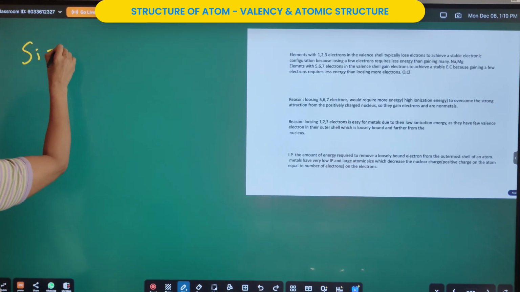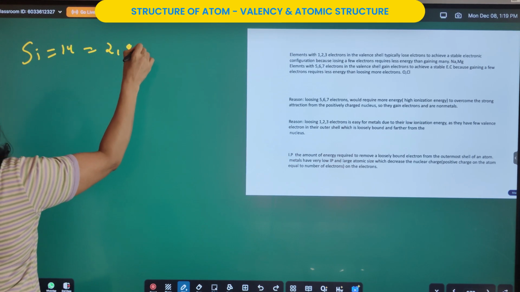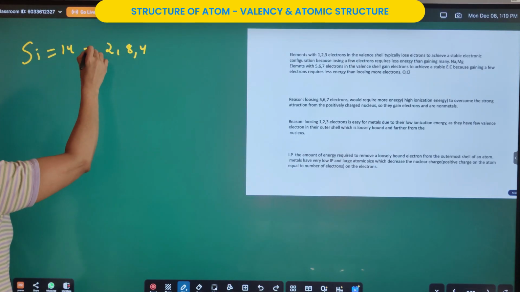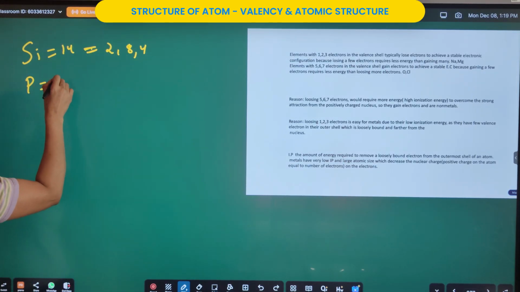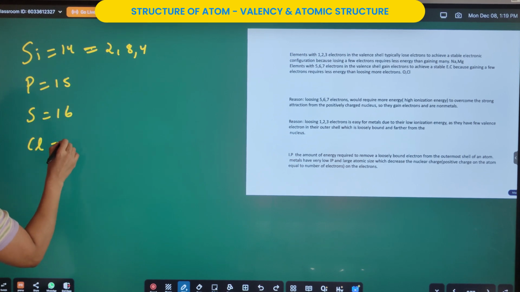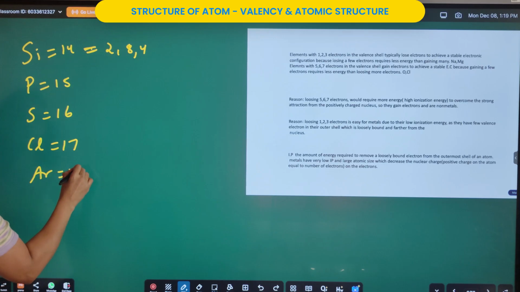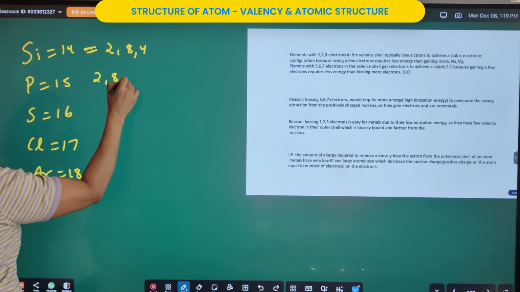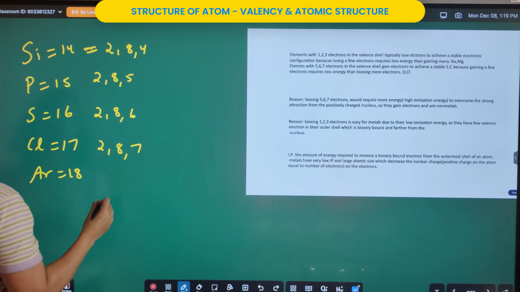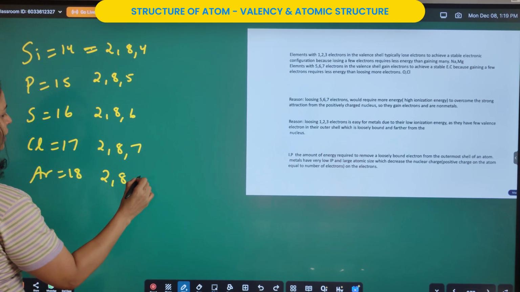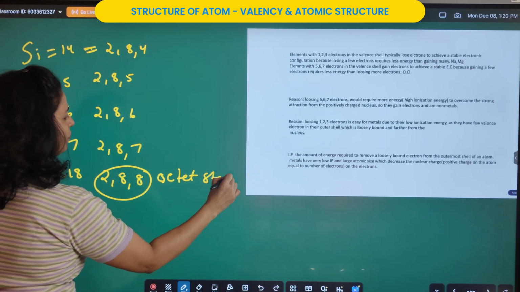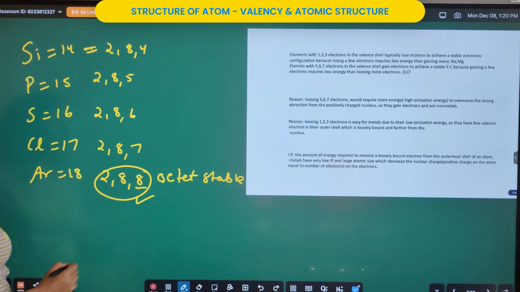silicon I already told you, it is 2, 8, 4. Its valency will be neither negative nor positive. That is a different concept. Phosphorus 15, sulfur 16, chlorine 17, argon 18. So this is 2, 8, 5; this is 2, 8, 6; this is 2, 8, 7, right? And this is 2, 8, 8. Now this is also an octet. This is stable because its outermost shell is complete with 8 electrons.